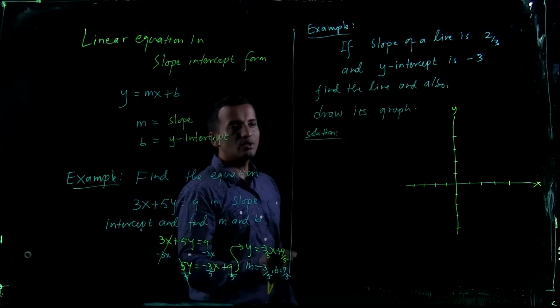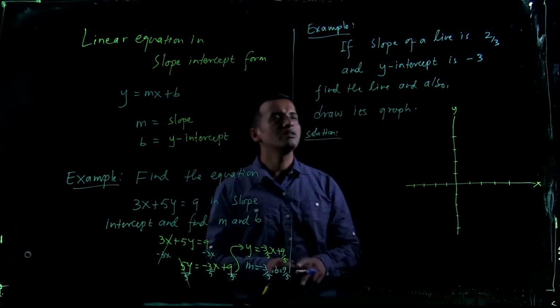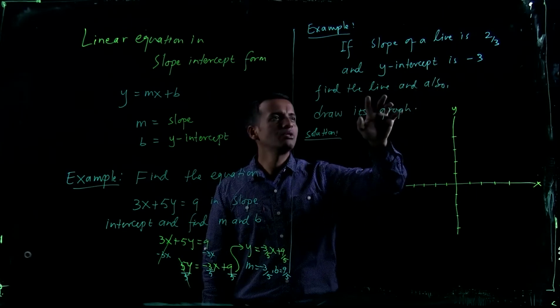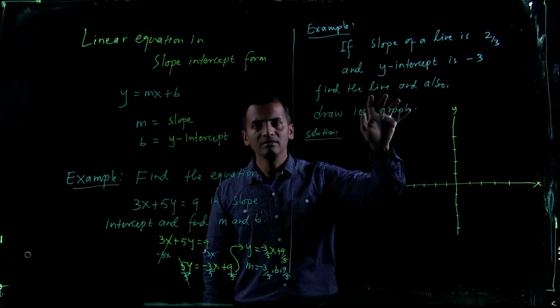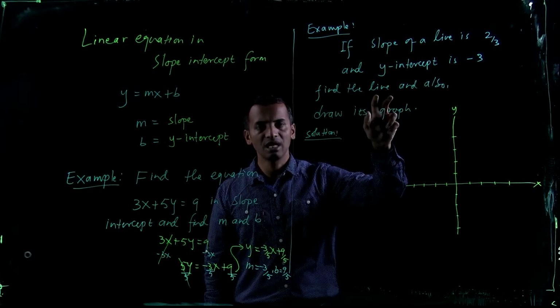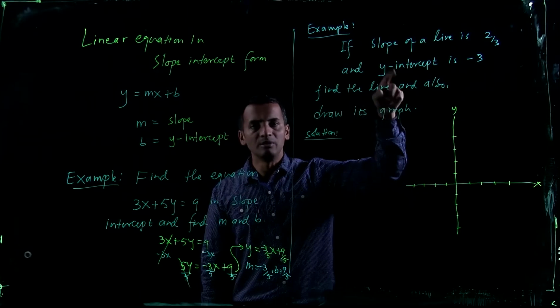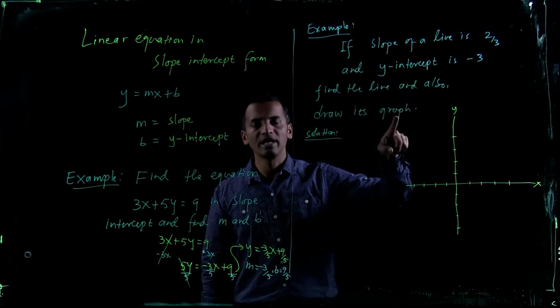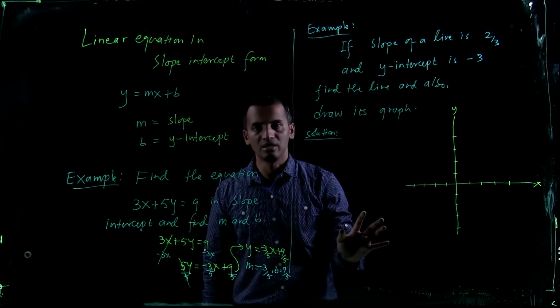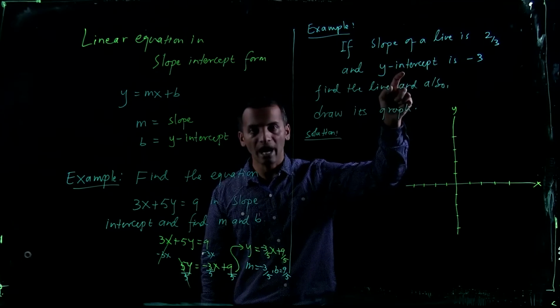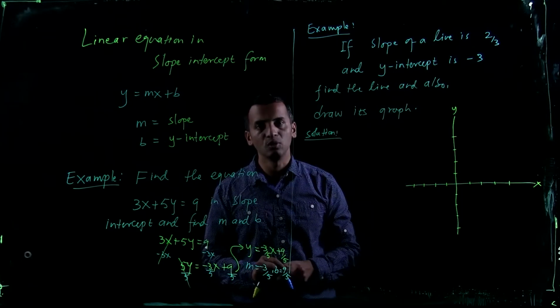All right, so let's take another example. The slope and y-intercept are given and you want to find the equation of the line, and you want to draw the line from that slope and y-intercept. So you are not drawing the line by making a chart. You are drawing the line from the slope m and the y-intercept only.